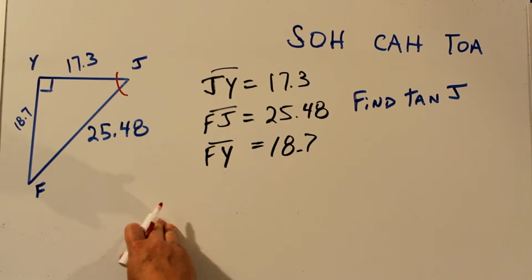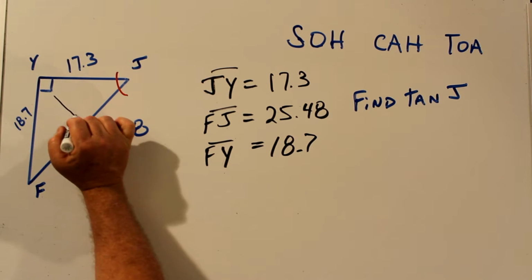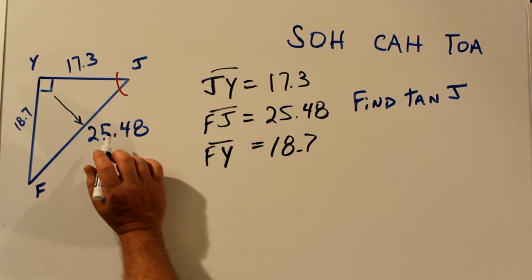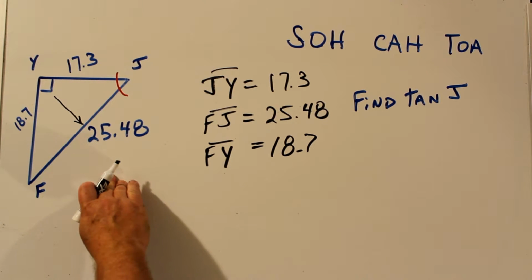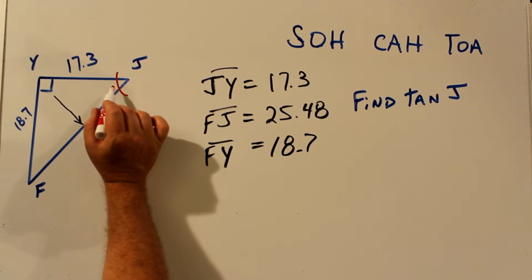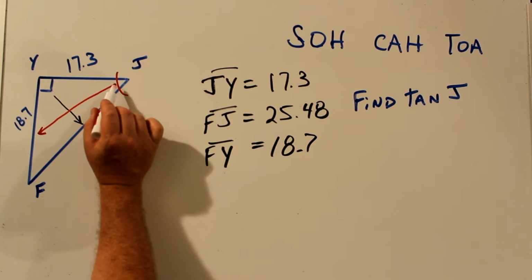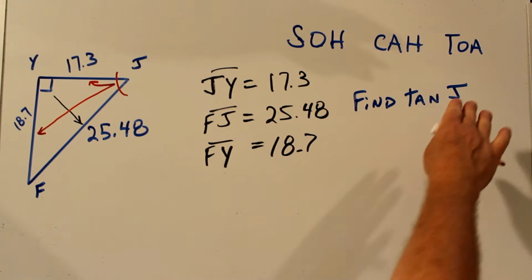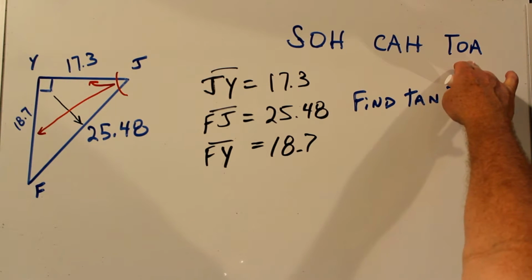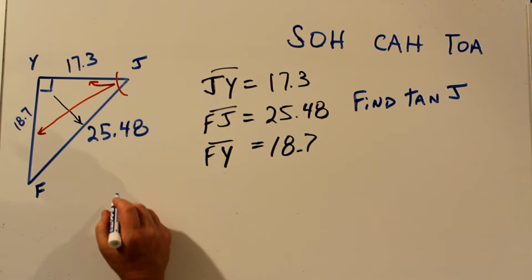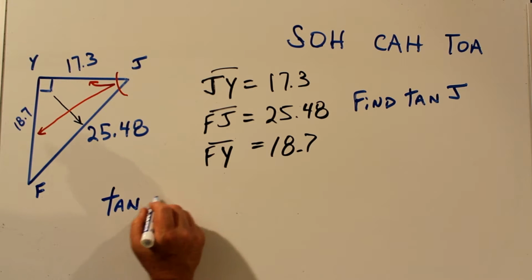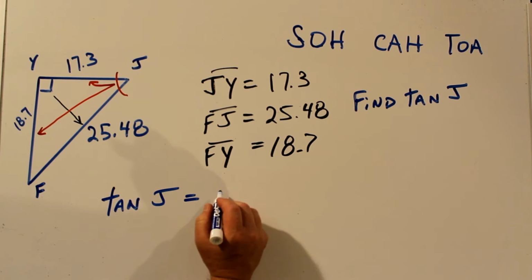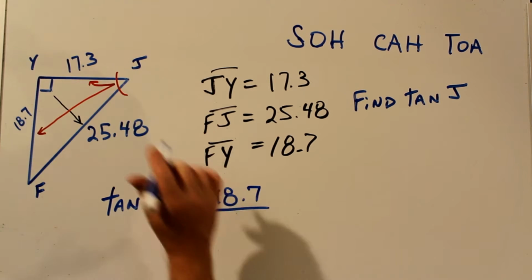The hypotenuse is opposite the right angle. Use a different color for the hypotenuse because we won't be using that for a tangent function. The side that's opposite angle J is 18.7, and the side adjacent to angle J is 17.3. And our tangent ratio is opposite over adjacent. So using that, let's set up our equation. Tangent of angle J equals opposite 18.7 over the adjacent 17.3.